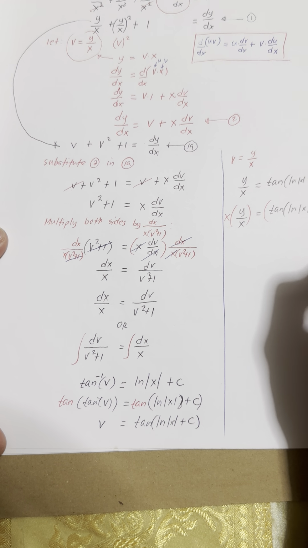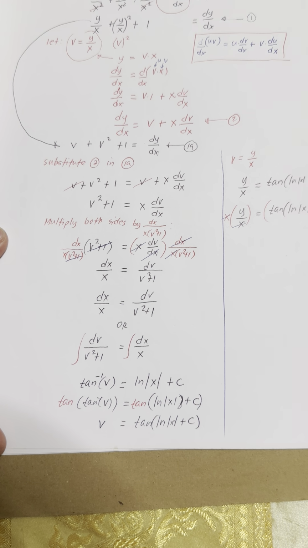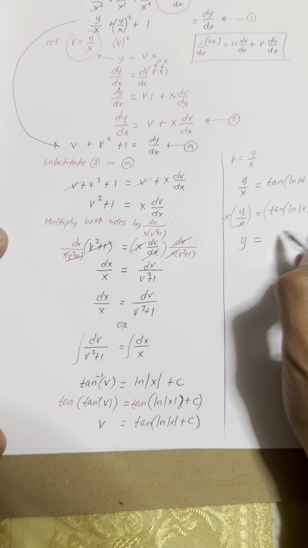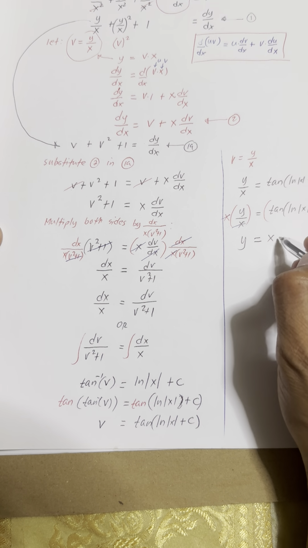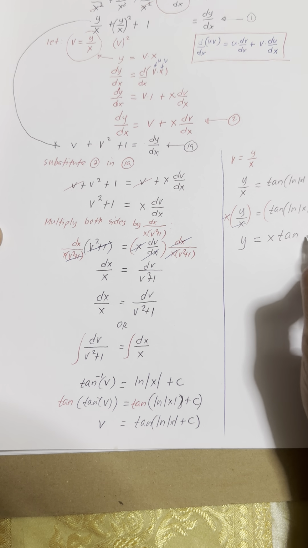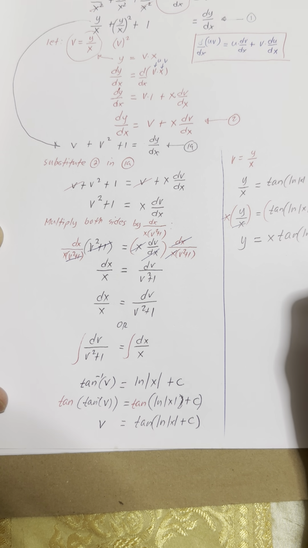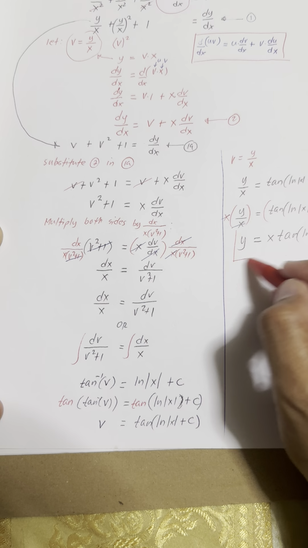So multiply this by x. So we have x at the numerator canceling out with the x at the denominator, leaving y on the left side. And on the right side we have x times tangent of ln of x plus c. Okay, so this is our general solution.